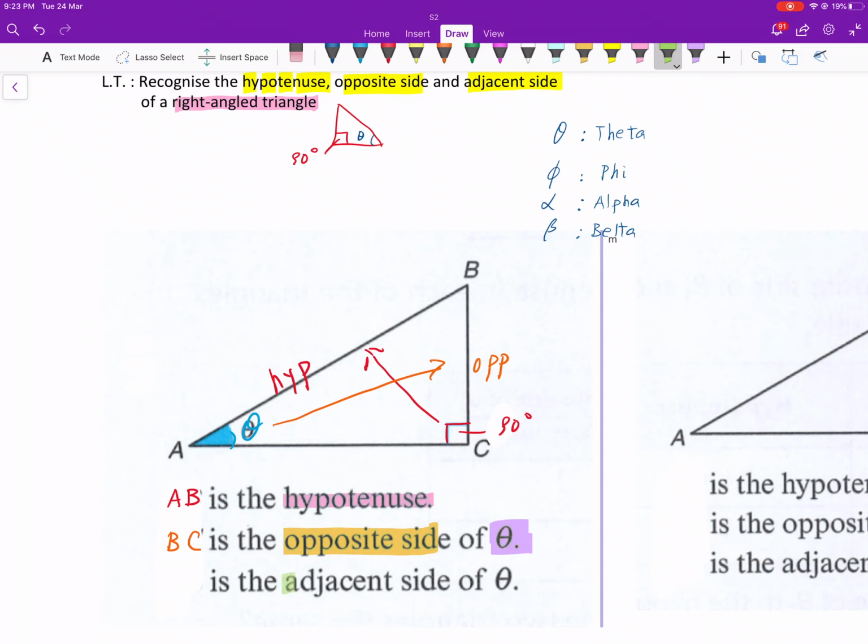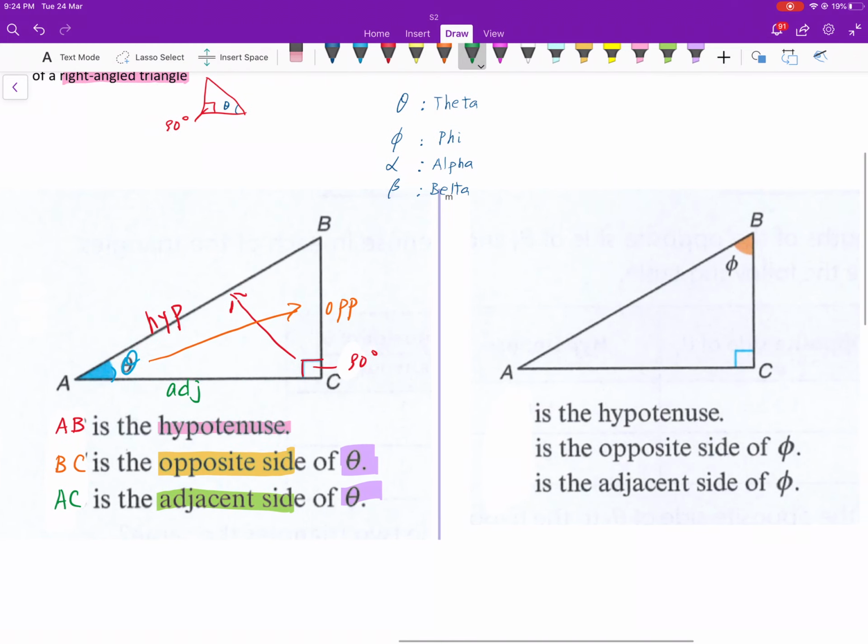And then the adjacent side of theta. So in the figure, you can see that there are two sides making the angle theta, AB and AC. But AB is the hypotenuse, so the other side, AC, is the adjacent side of theta. AC is the adjacent side of theta.